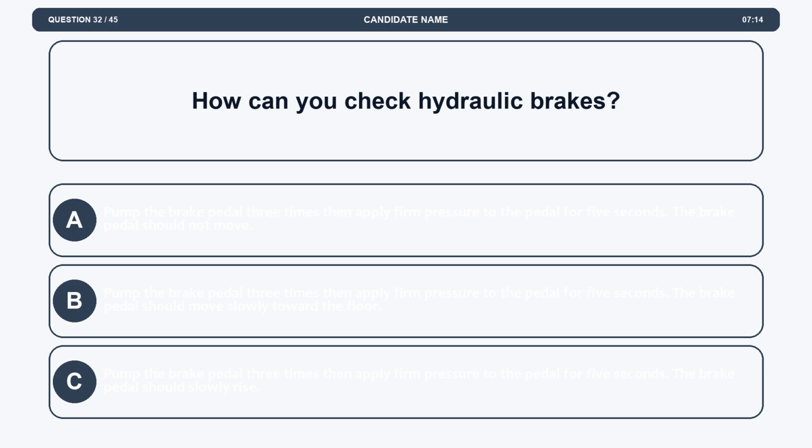Question 32. How can you check hydraulic brakes? Option A, pump the brake pedal 3 times then apply firm pressure to the pedal for 5 seconds. The brake pedal should not move. Option B, pump the brake pedal 3 times then apply firm pressure to the pedal for 5 seconds. The brake pedal should move slowly toward the floor. Option C, pump the brake pedal 3 times then apply firm pressure to the pedal for 5 seconds. The brake pedal should slowly rise.